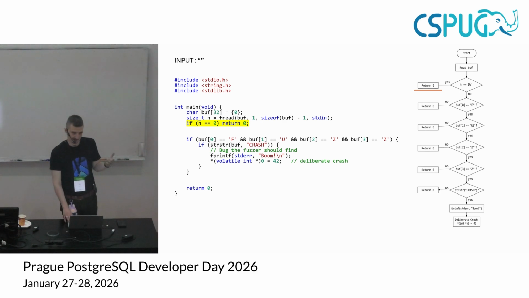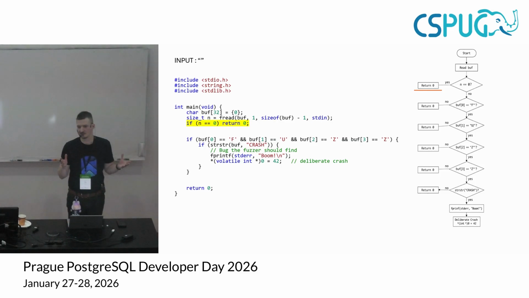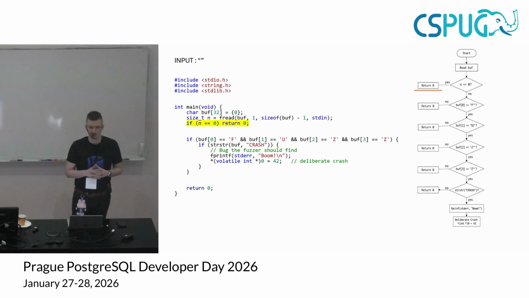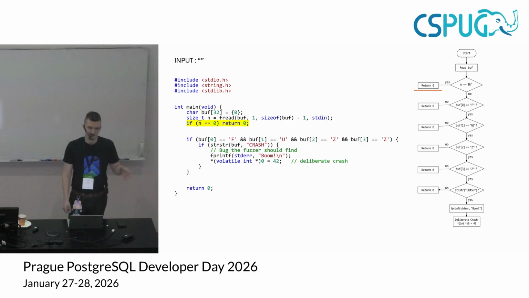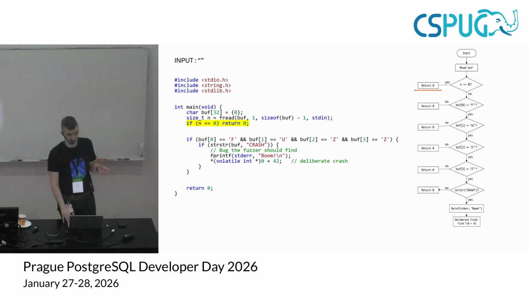You could also speed up the process a bit by giving it some better seed. So if you imagine that you're testing a very complex file format like XML or JSON, you can provide it a seed of a properly formed file to get further faster, but it's not required.